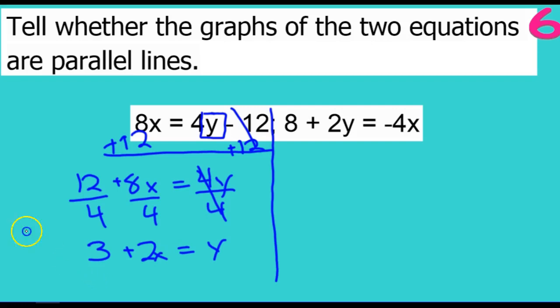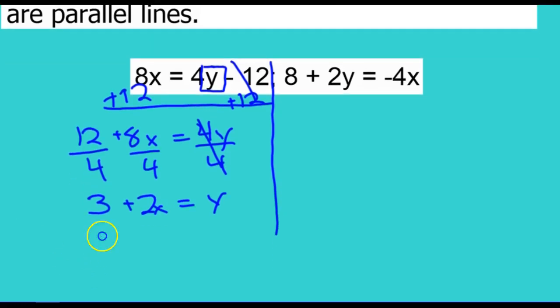Now if I rewrote this into our actual form, y equals 2x plus 3, our slope would be right here, and that is 2. So our slope here is 2.